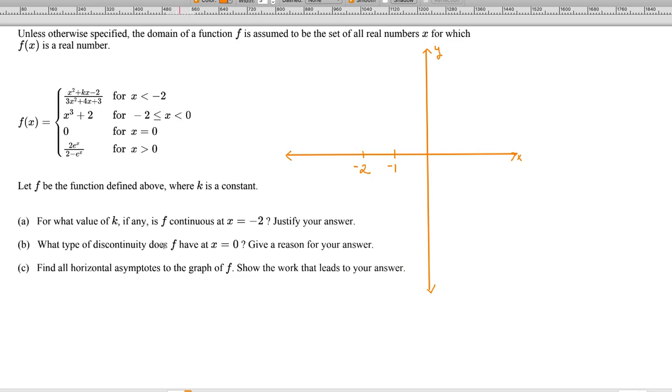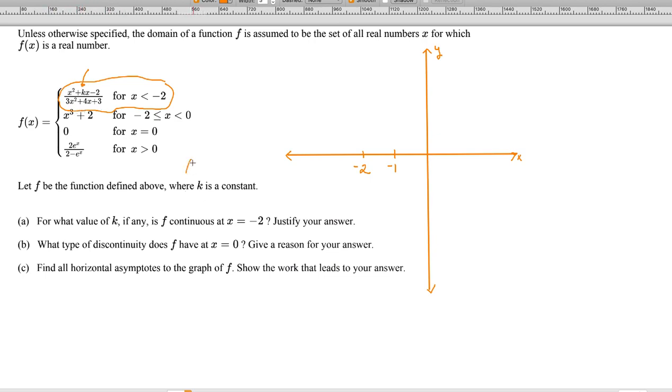We have this function defined in pieces, and the first question it asks us is for what value of k, so k is right here, if any, is f continuous at x equals -2. Justify your answer. Basically, I'm looking at this piece for all the x values that are less than -2. I don't know what this looks like because I don't know what k is, but I do know that I want to make it continuous. So let's see what I get when I actually find out.